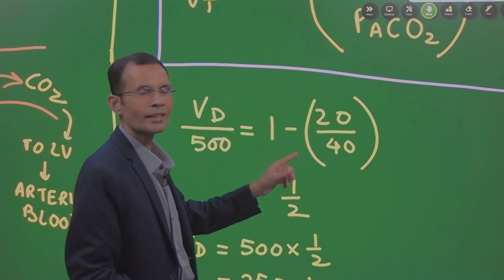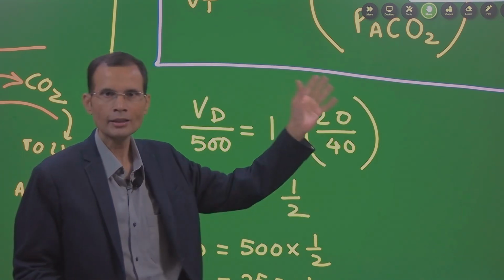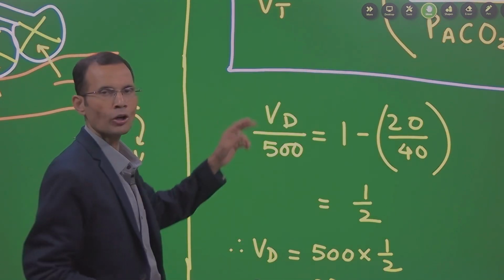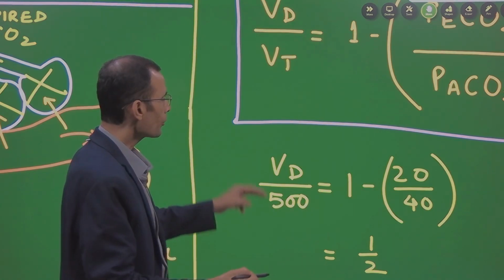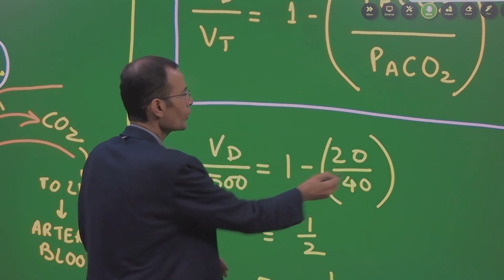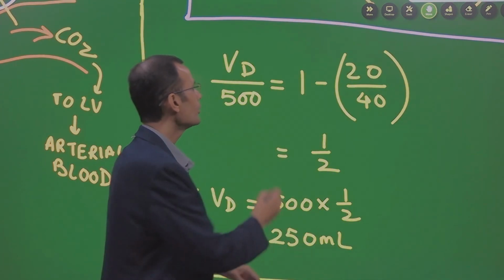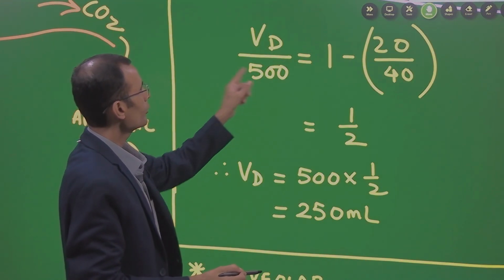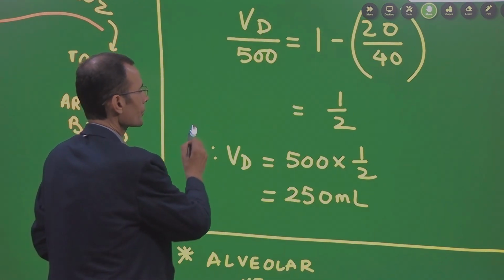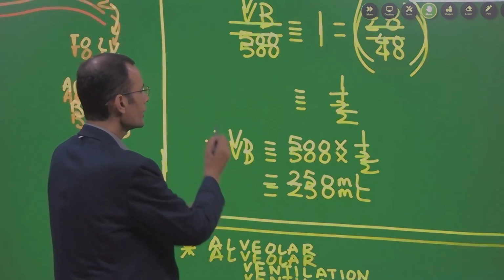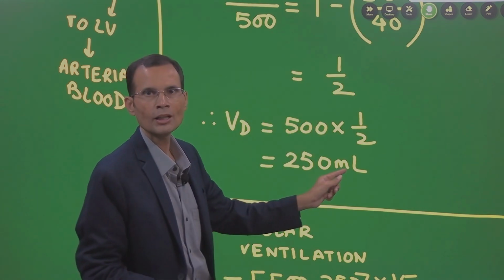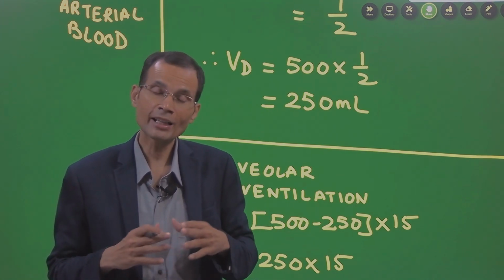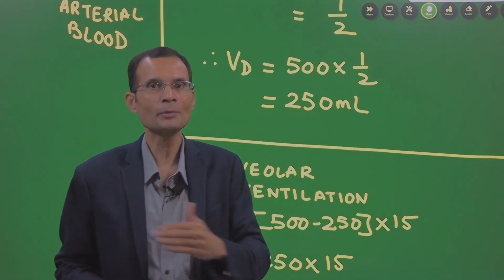We have PeCO2 20 and PaCO2 40 mm of Hg in the given data. Let's put the values into the equation. Vd upon Vt, the ratio of dead space volume to tidal volume. So Vd upon 500, the tidal volume, is equal to 1 minus 20 upon 40. 20 upon 40 is half. So 1 minus half is 1 by 2. Now taking the tidal volume to the other side of the equation, Vd is equal to 500 into 1 upon 2, and that is 250 ml. So finally we have calculated the dead space volume based on PeCO2 and PaCO2.